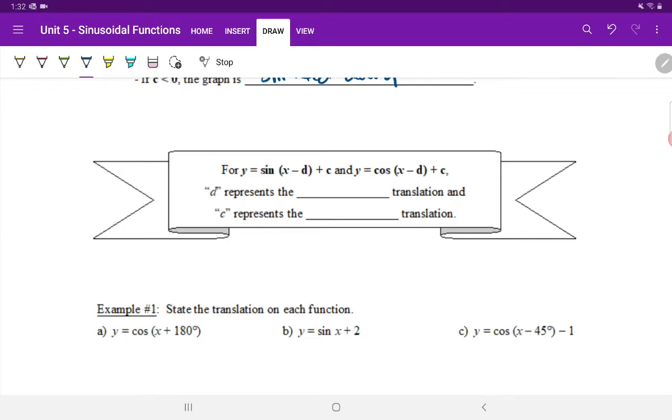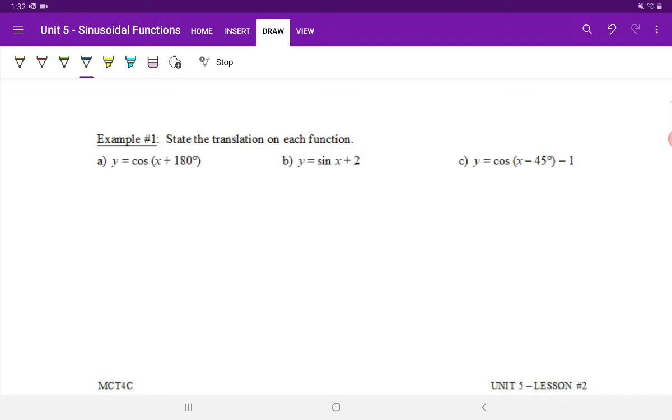So in closing, d represents the horizontal translation, so it moves our graph left or right, whereas c represents the vertical translation, up or down. Okay, so one affects the x values, the other affects the y values, up and down.